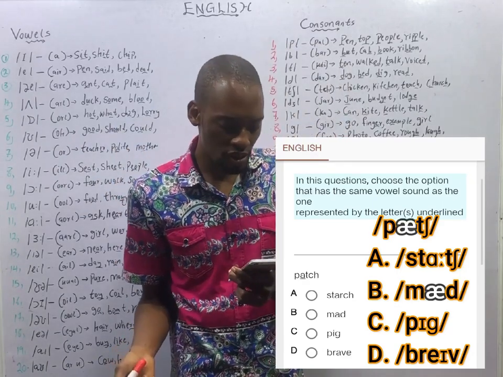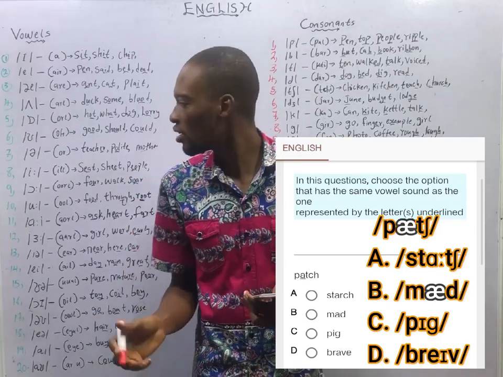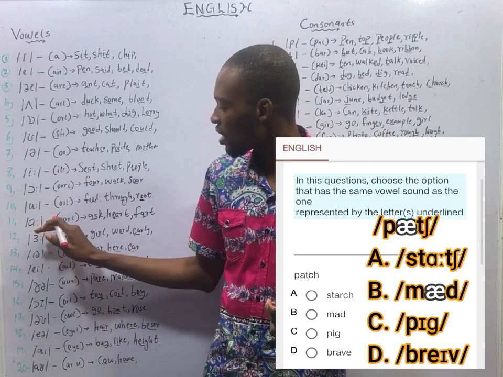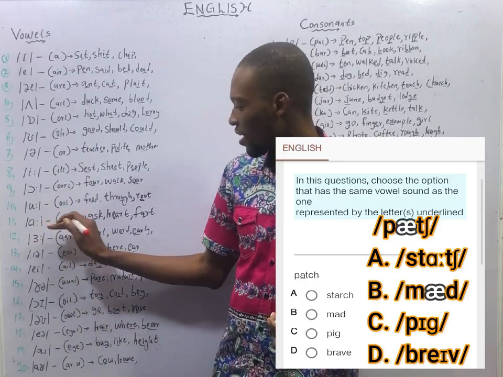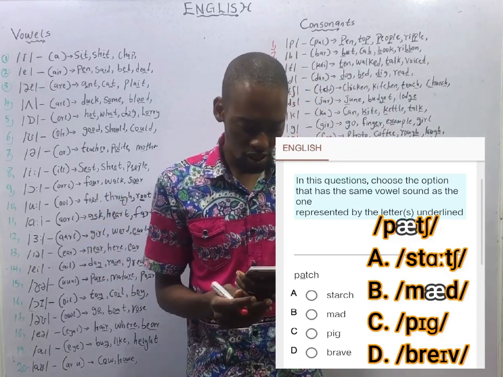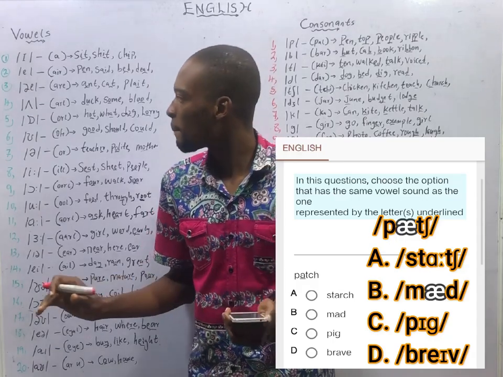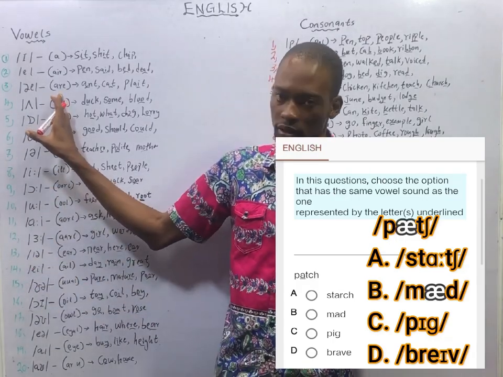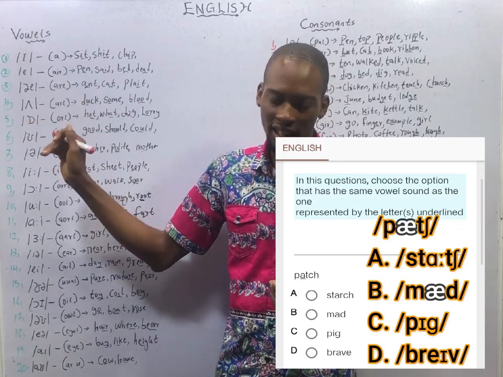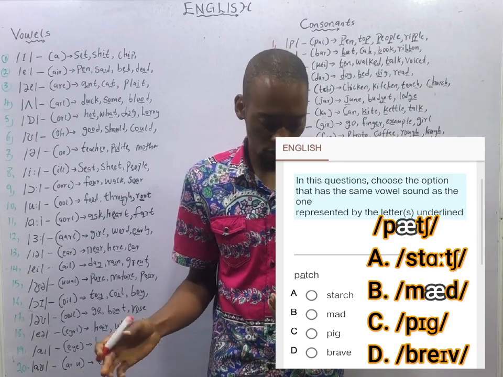And looking at the options, option A, stash. Option A has the short A sound, as in ask, heart, and fat. Option B, mad, has the same sound, which means patch and mad possess the same sound.